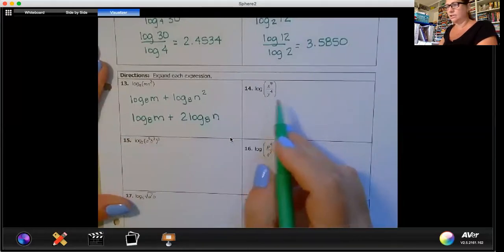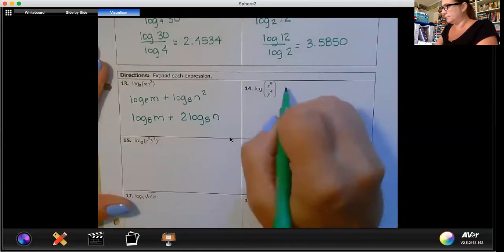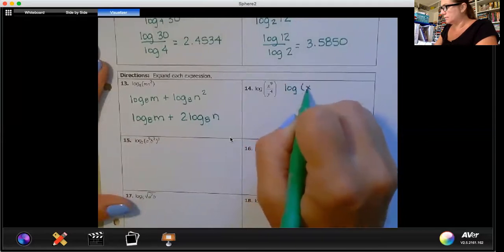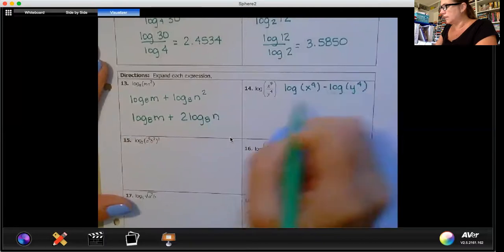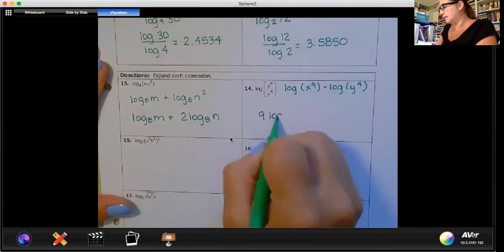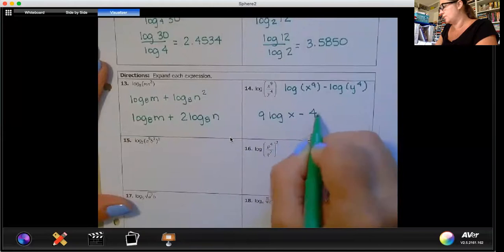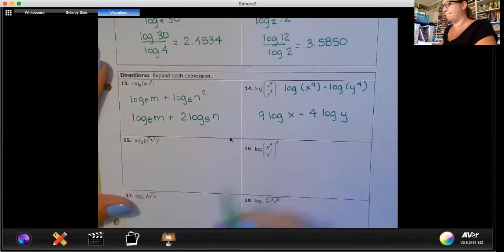Division implies subtraction. Bring the exponents down. So log x to the 9th minus log y to the 4th equals 9 log x minus 4 log y.